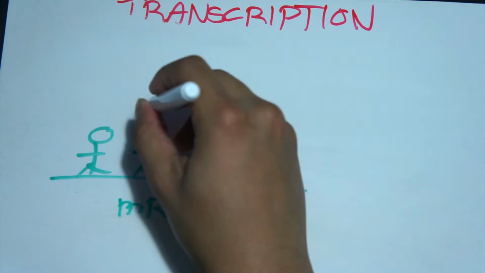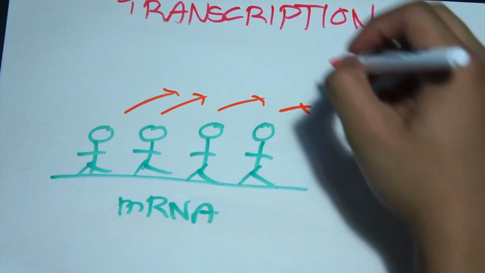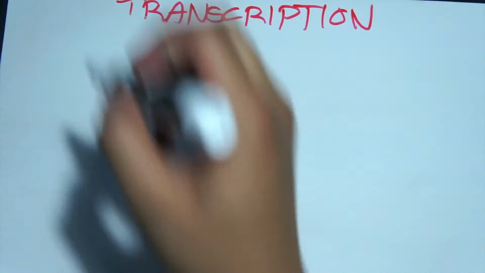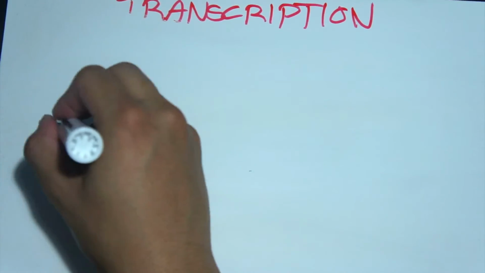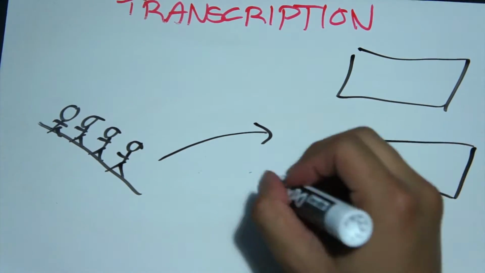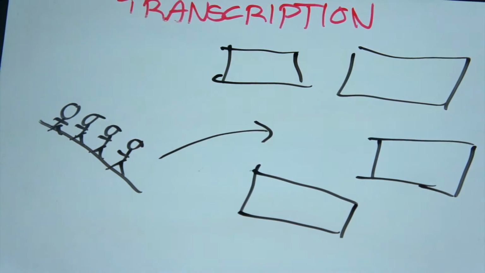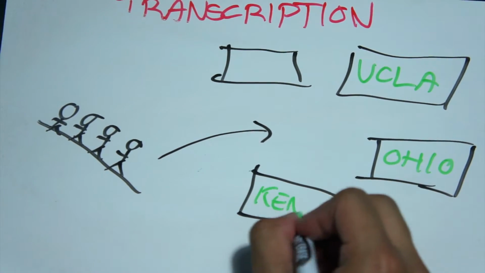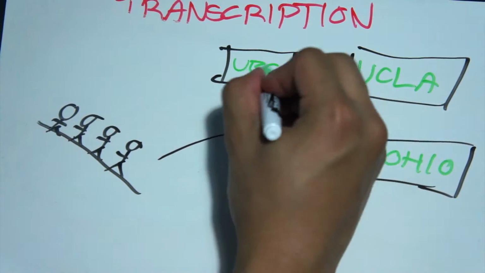So your scouts are the mRNA, and they're going to be going, and they have the info to build a team. So all of them go together to different colleges out there, whether it's UCLA, Harvard, Ohio State, Kentucky, UBC even. They're going to go and find those different players that they need.